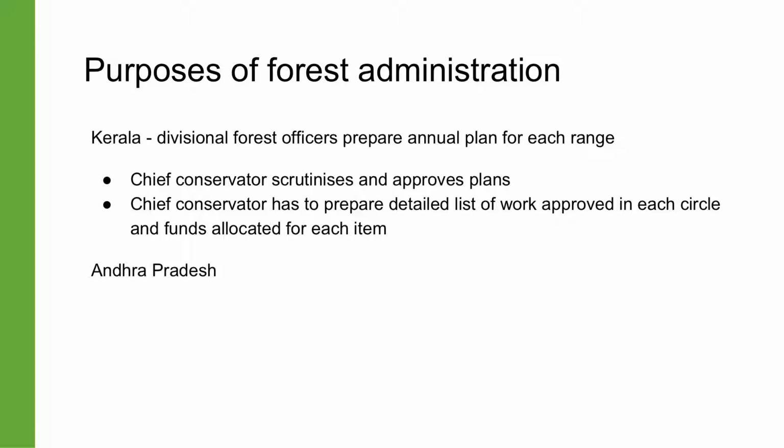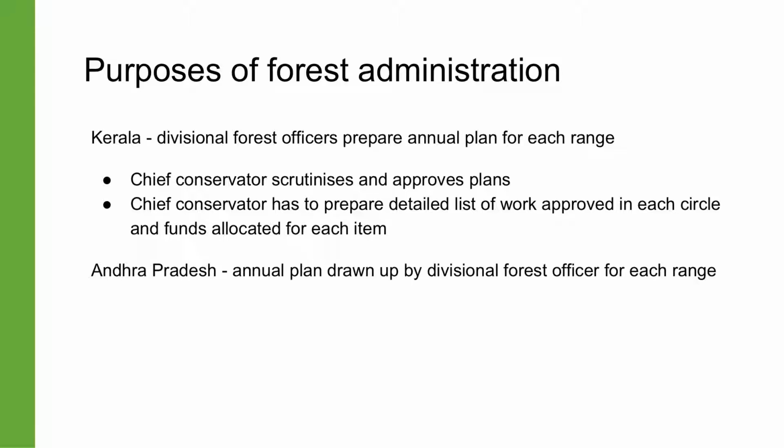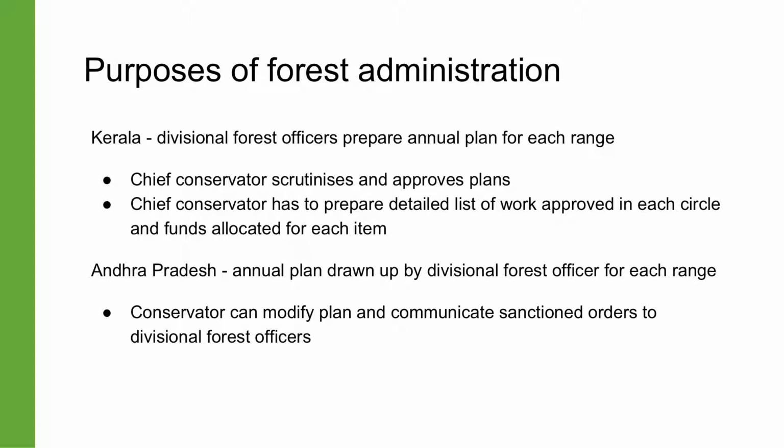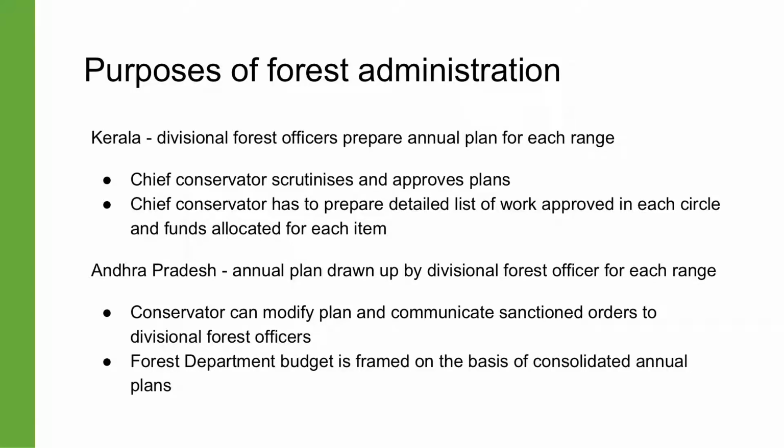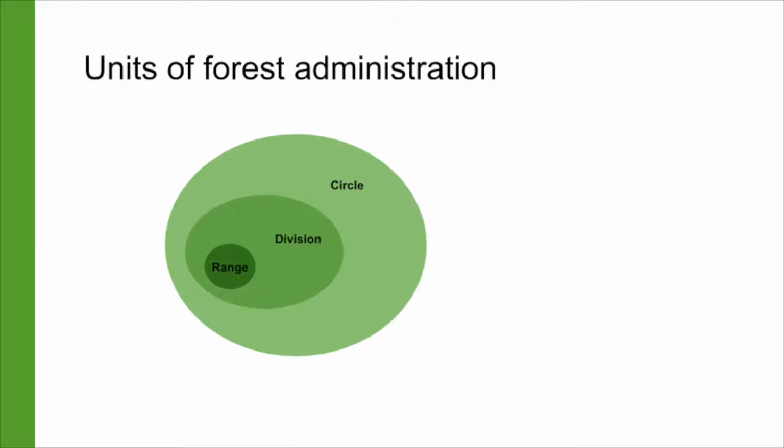In Andhra Pradesh also, an annual plan has to be drawn up by the divisional forest officer, keeping the range as the unit of administration. The conservator of forests to whom these plans are submitted will, if necessary, modify the plan and communicate the sanctioned orders to the divisional forest officer. The budget of the forest department will be framed on the basis of the consolidated annual plan of operations received from the conservator of forests. The range, the division, and the circle are administrative units of increasing size. Several ranges comprise a division, and a number of divisions comprise a circle.